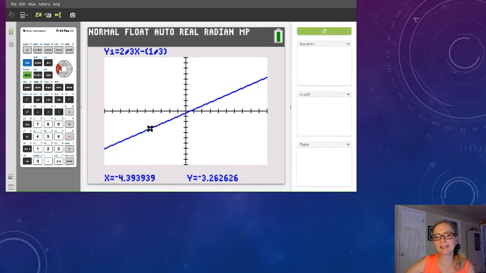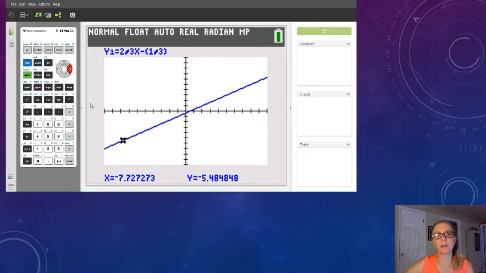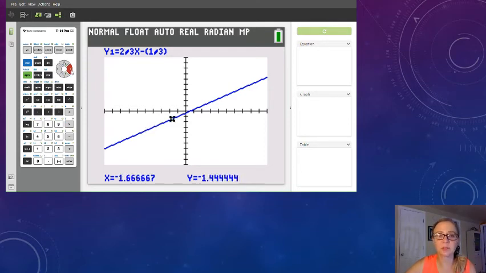Now I'm going to go way to the left, and as I move to the right, I see that my y value gets bigger and bigger and bigger, which is the hallmark of an increasing function. Of course, you can just look at it and say, okay, it's going uphill, it's an increasing function.